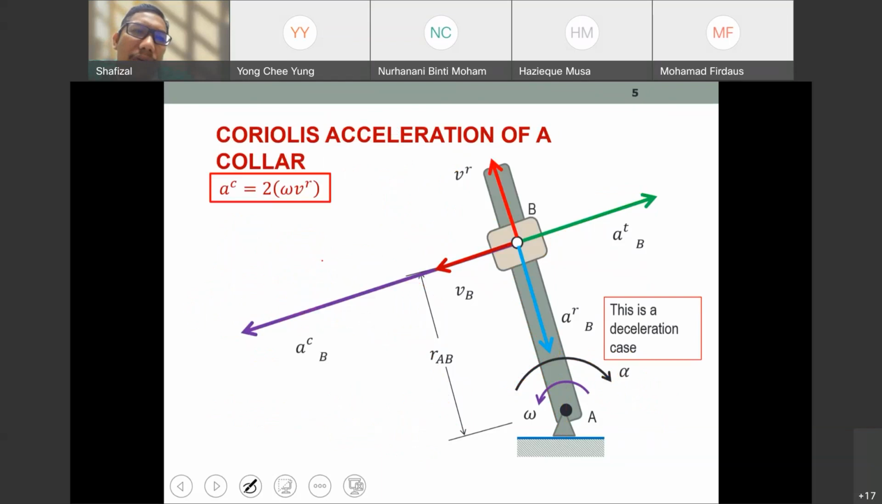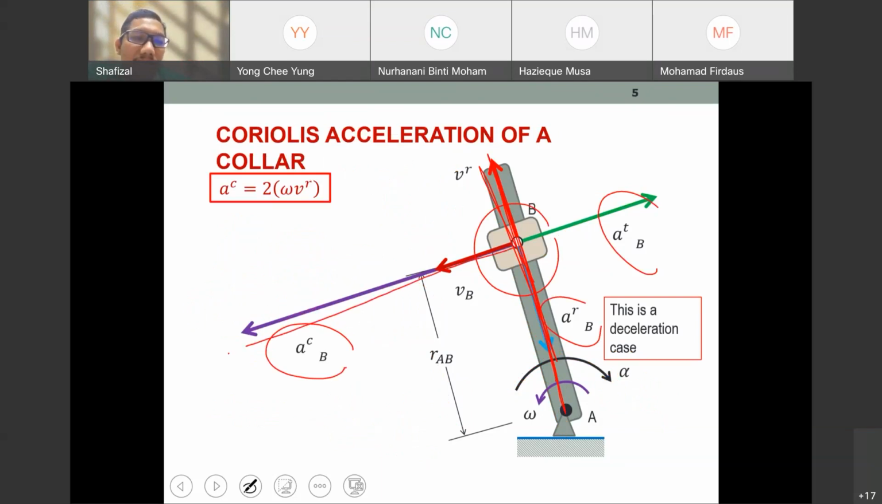For Coriolis acceleration like this, kita ada atas bawah kan, dia akan berubah ni. This one looks like macam slider. So that will also be AT and AR, the same. And for AC, this is AC in terms of these directions, equal to like this: 2 kali dengan omega V kuasa R.